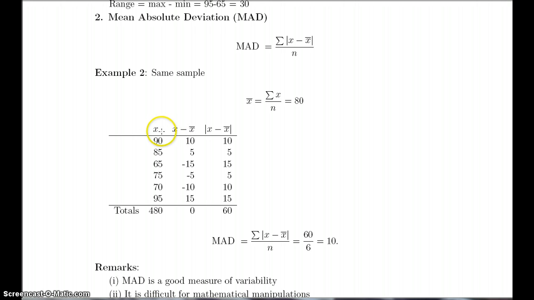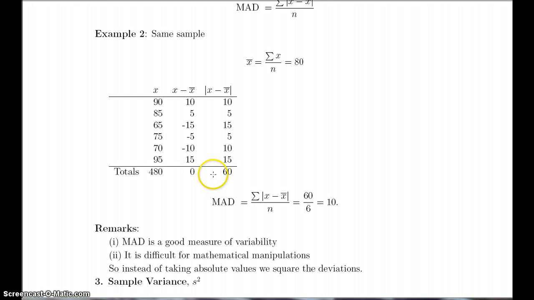So first I want to find how far 90 is from 80. It's 10, and we called that x minus x bar. 85 minus 80 is 5, 65 minus 80 is negative 15. But that's not a distance, so we're going to change this into a positive value, and that's where we use the absolute value. Same thing here, 75 minus 80 is negative 5, so we change that to 5 using the absolute value, and so on.